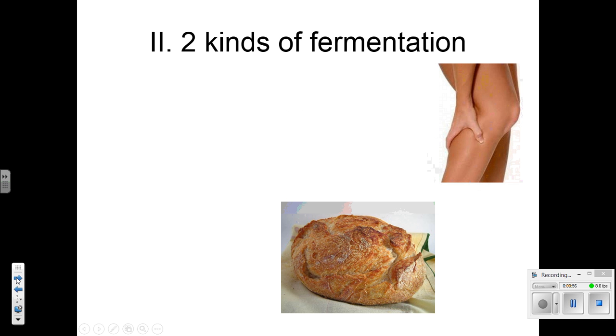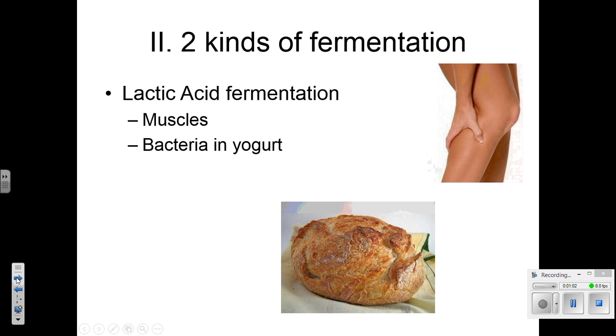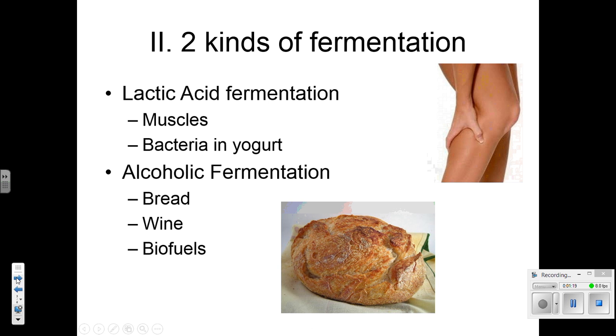Okay, so there's two kinds of fermentation, which is what anaerobic respiration is. The first is called lactic acid fermentation, and this is what your muscles will do when they're starved. This is what a lot of bacteria do. This is why bacteria can turn milk and sugar into yogurt, which has lactic acid in it, which gives it that sour flavor.